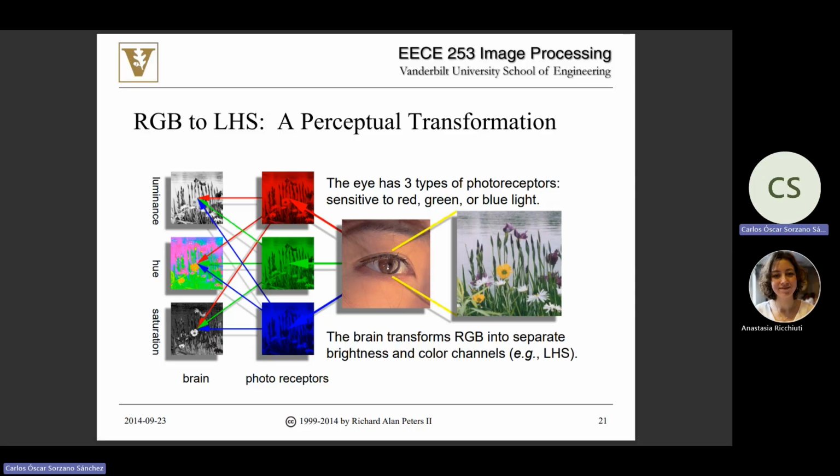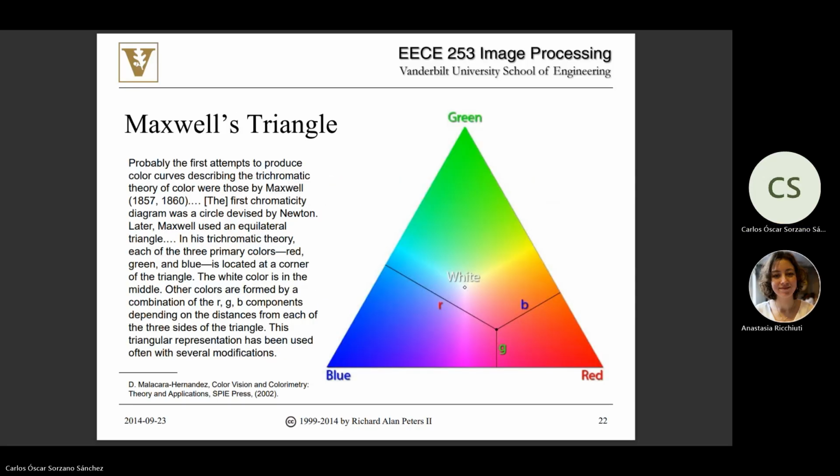Somehow it is related to how close you are to red. So if the angle is 0, you are very close to red. So the color map doesn't go from green to green. It goes from red to cyan, which is the opposite of red, and then it goes back to red. So it is an angle. And the opposite of red is cyan.